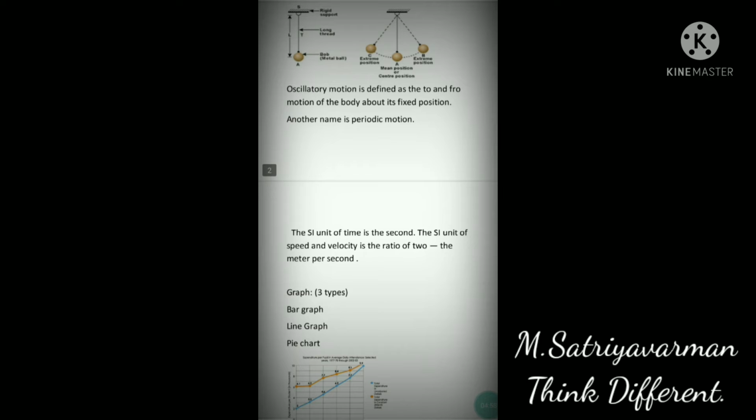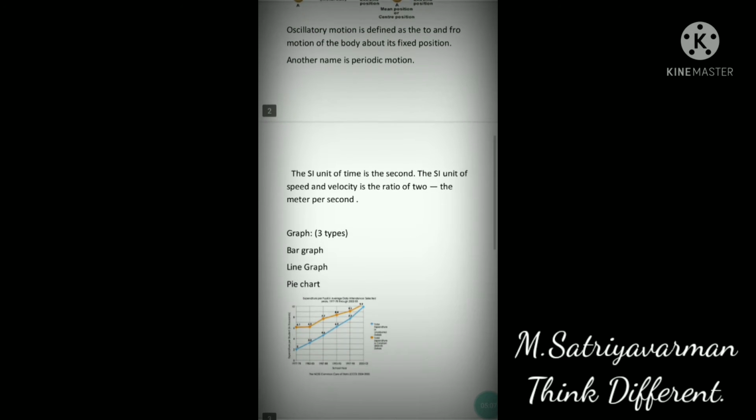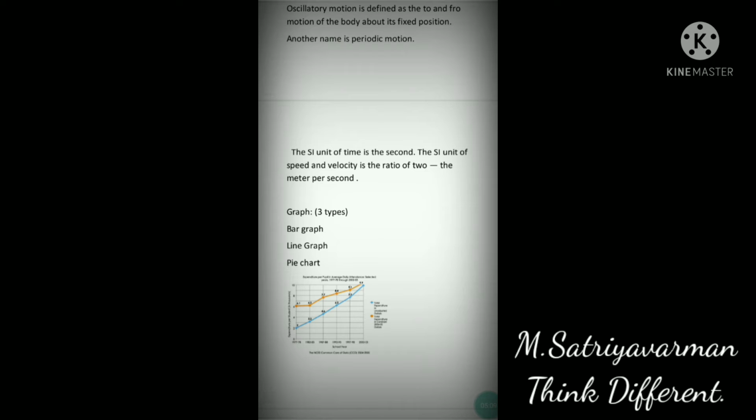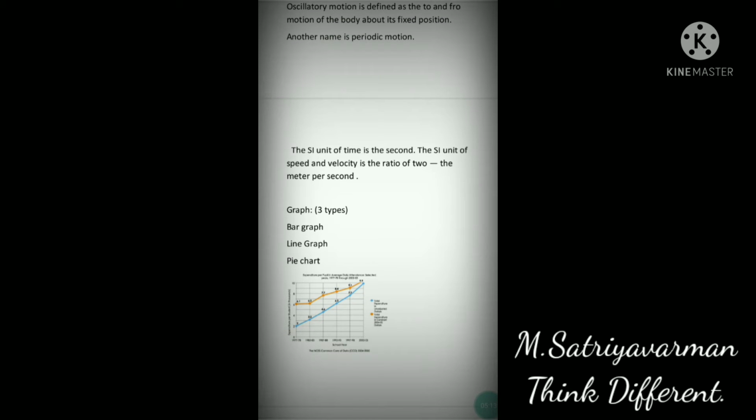That is called oscillation. Oscillatory motion is defined as the to and fro motion of the body about its fixed position. Another name is periodic motion. As I told, another name of oscillatory motion is periodic motion. And how to calculate oscillation, I'll tell you now.